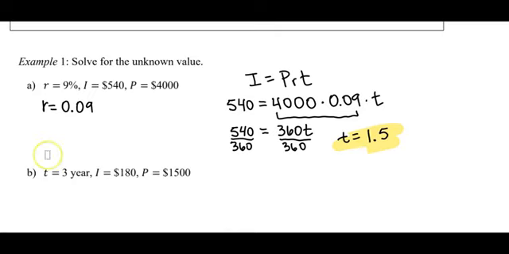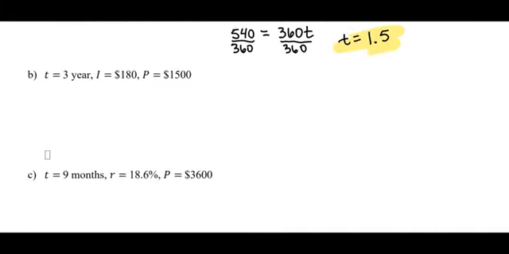Okay. So we're going to pick up the pace here in number 2. So we're going to start with writing down the formula again. I have I equals P R T. I have the T, I have the I, I have the P. I am missing the rate, R. Okay, so let's start with the I.